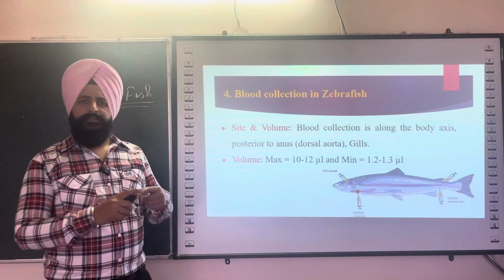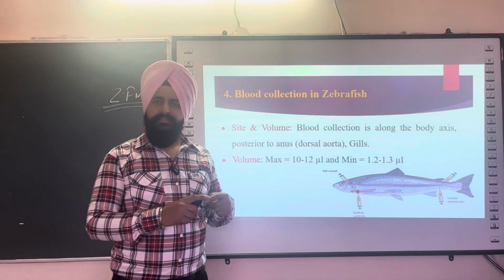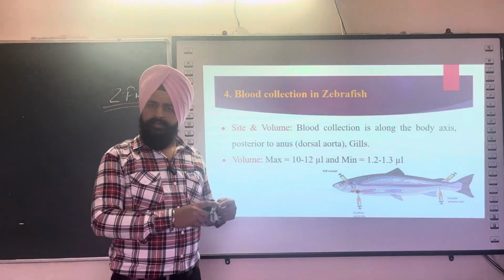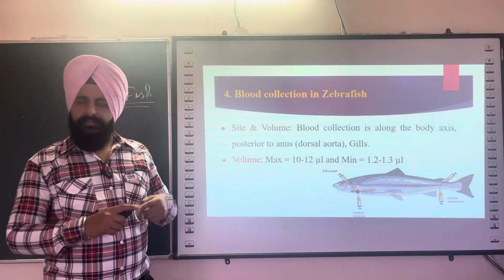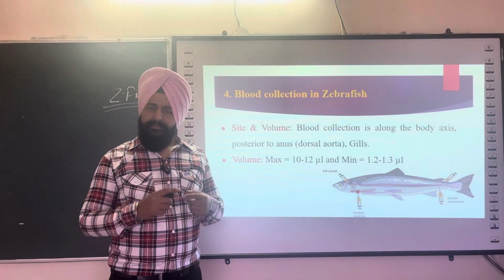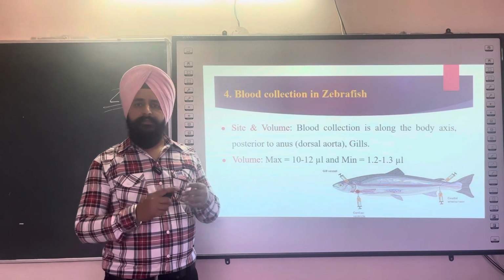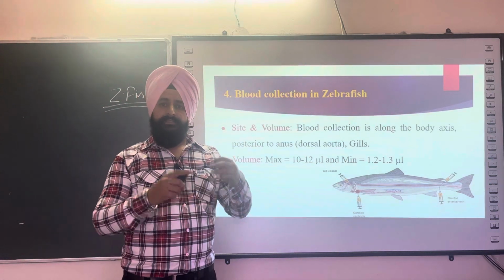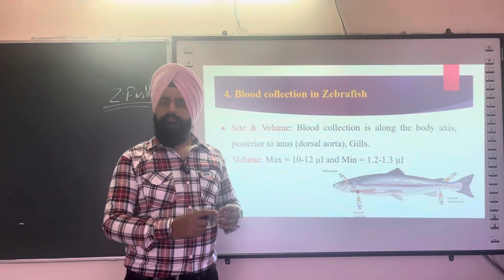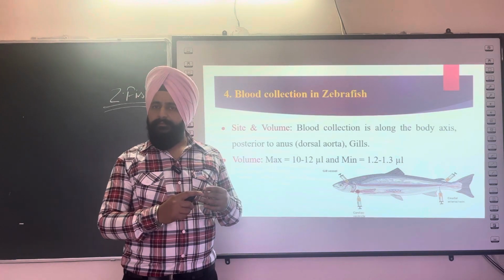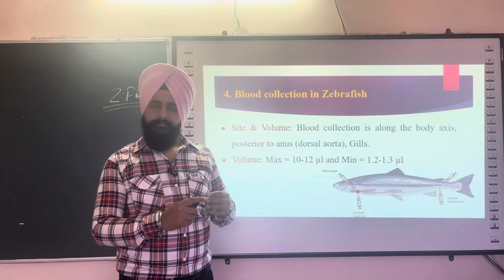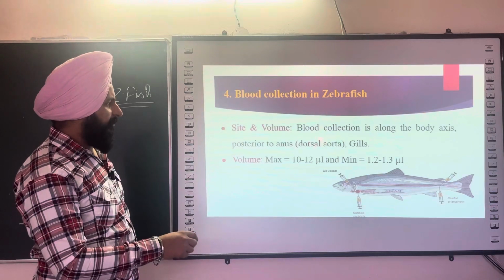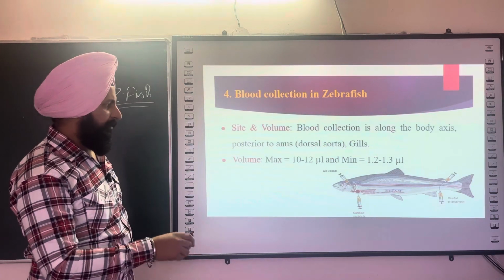Because in case of experimental work, there is a need that we want to check some of our enzymes, some of our protein markers in the blood of the zebrafish, like we do in rodents. But in case of zebrafish, there is a big problem, that we cannot take a maximum volume, because the total volume present in the zebrafish is already less. So the site will be either the dorsal aorta or the gills.